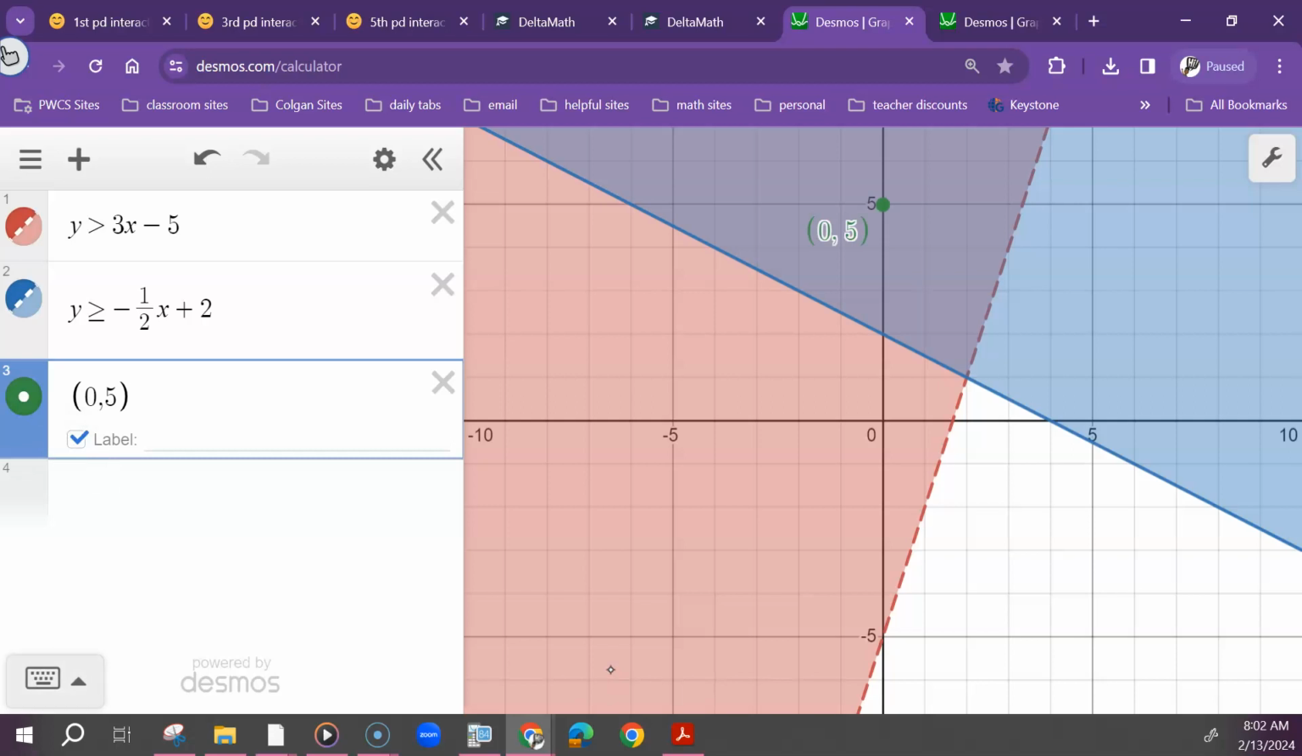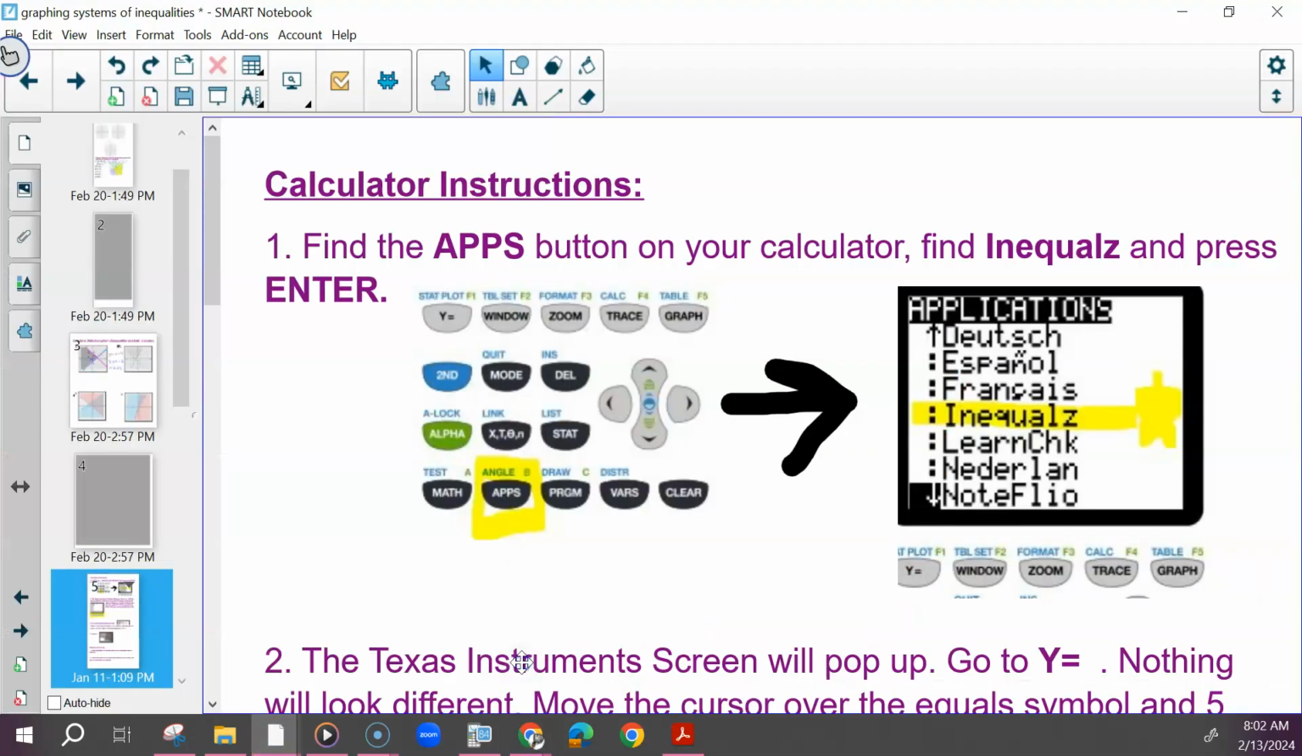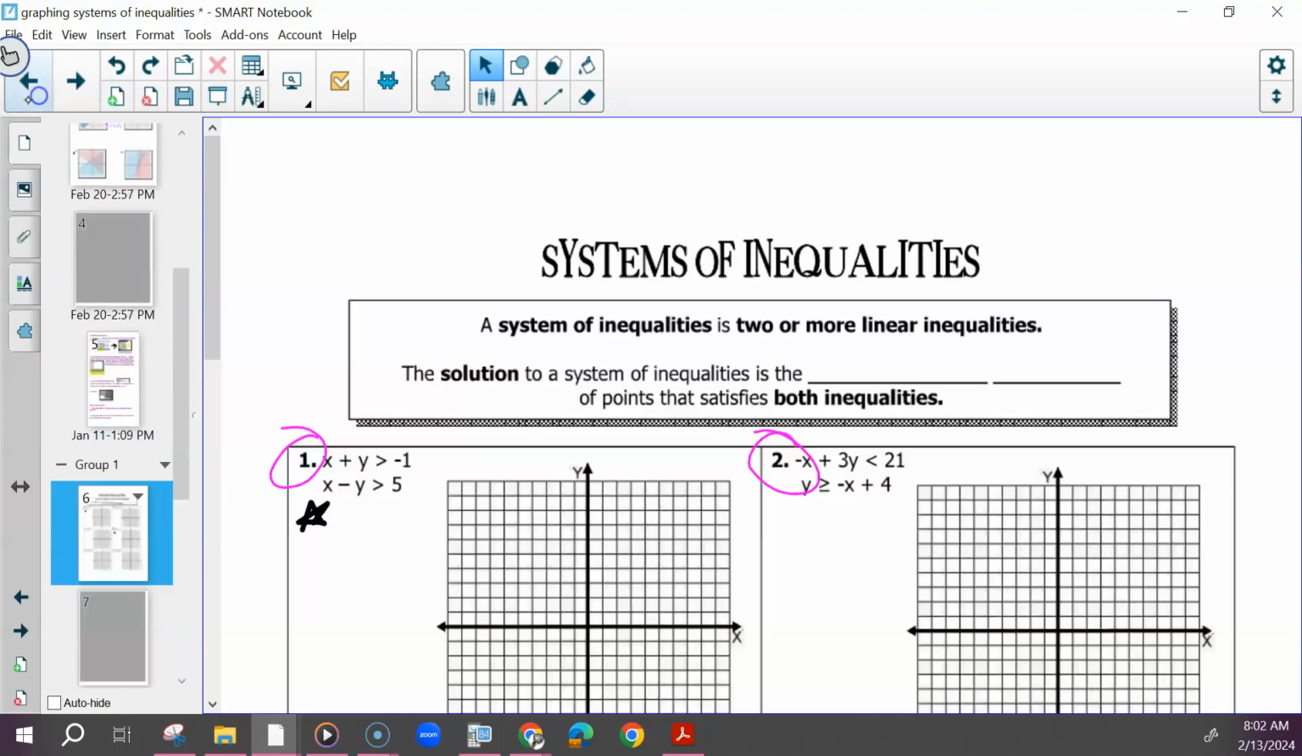Looking through the rest of the notes, are there any you want to see me go over before I let you practice? Start on this page. This is just the overlapping region, if you want to fill that in.